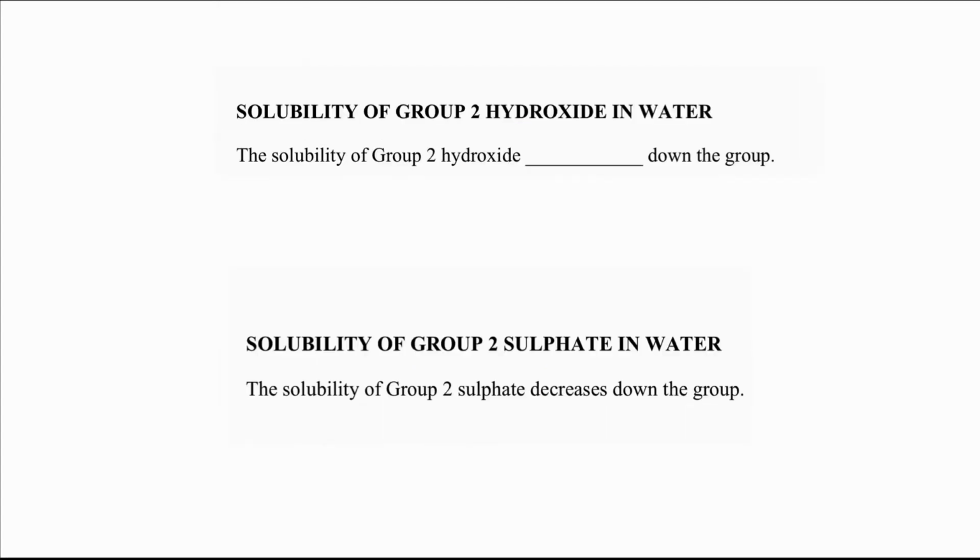Lastly, we have the solubility of group 2 hydroxide and also the solubility of group 2 sulfate. Group 2 hydroxide dissolves in water, and the solubility of group 2 hydroxide increases down the group. They are turning from solid to aqueous. When it is aqueous, it shows that this compound dissolves in water. So the solubility increases down the group.